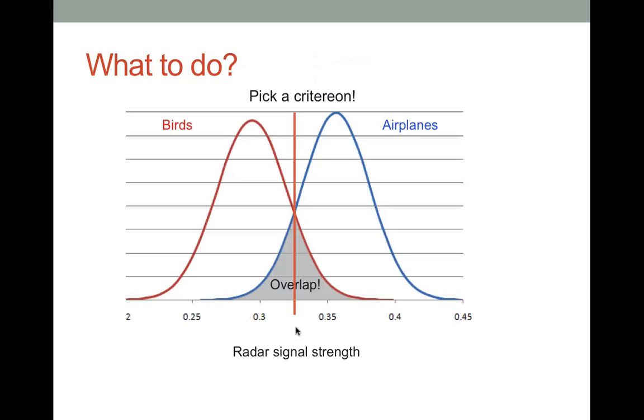So if an incoming signal registers as 0.35 in my perception of it or on my radar screen, I'm going to call it an airplane. Anything around 0.3 or lower, I'm just going to call it a bird. And it could be an airplane, but that's something that will always be true. All right, so where you put this criterion can vary. So I put it right down the middle where they intersect, but there's nothing that special about that spot.